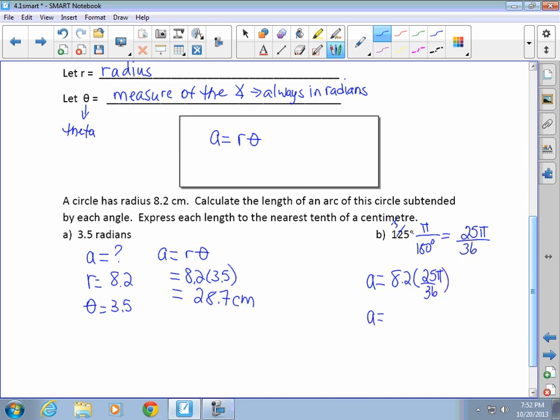So when you're doing this on your calculator, you have two ways of doing it. You can either do your 25 pi divided by 36 and then multiply it by 8.2, or just punch in 8.2 and then make sure you put your bracket, 25 pi, divide by 36, and then close off your bracket to get your answer of 17.9 centimeters.